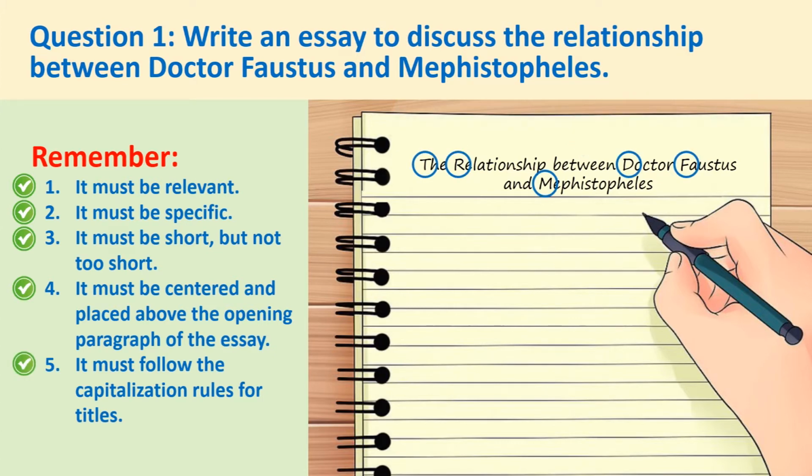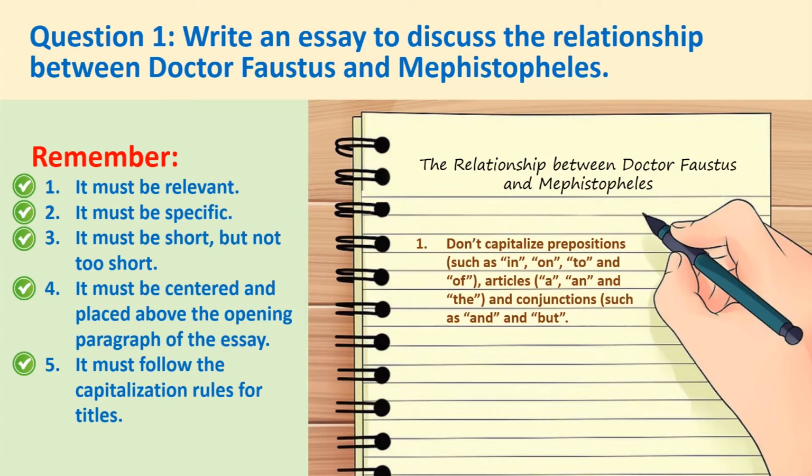The fifth point we should consider is capitalization. As a rule of thumb, capitalize the initial letters of words in titles. But note that the word between and the word and are written in lowercase initials. There are 3 basic capitalization rules for titles. First, don't capitalize prepositions like in, on, to, and of, articles, a, an, and the, and conjunctions such as and but.